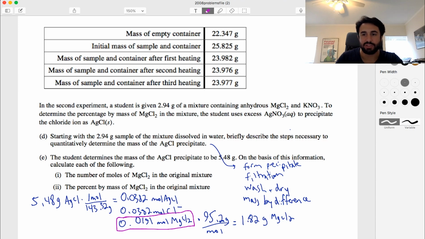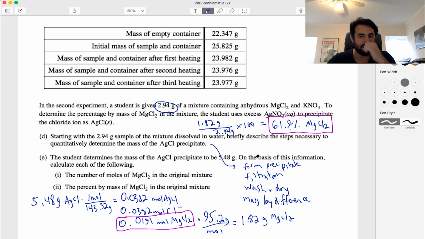It wanted the moles of MgCl2, and we took the moles and we got the mass, and now with the mass here of 2.94, right? Now we can get the breakdown here. We just figured out that of those 2.94 grams, 1.82 grams were magnesium chloride, and we can divide that by 2.94 grams, and then multiply by 100, and we see that it was 61.9% MgCl2 by mass. So that would be the answer to part 2.